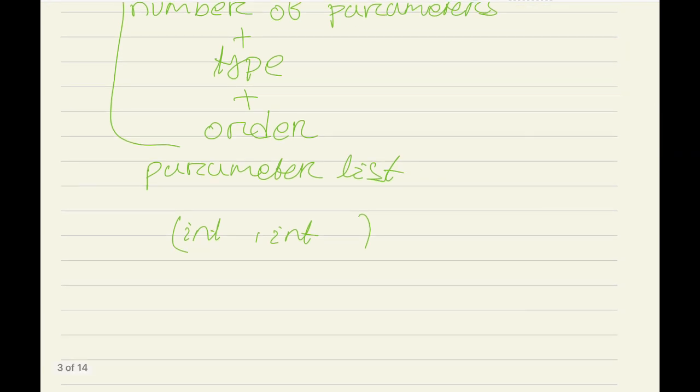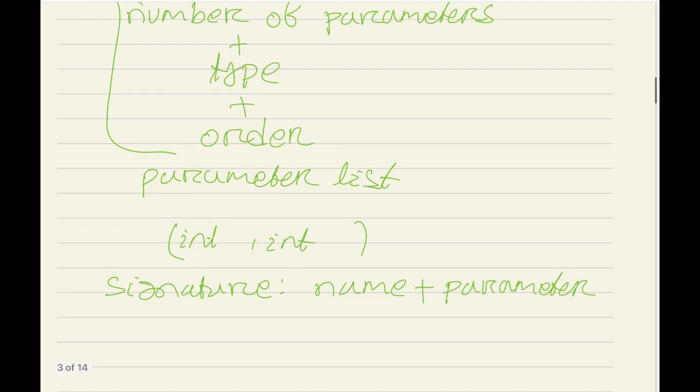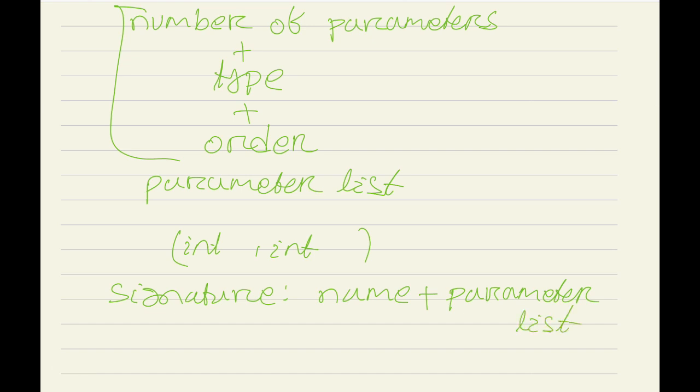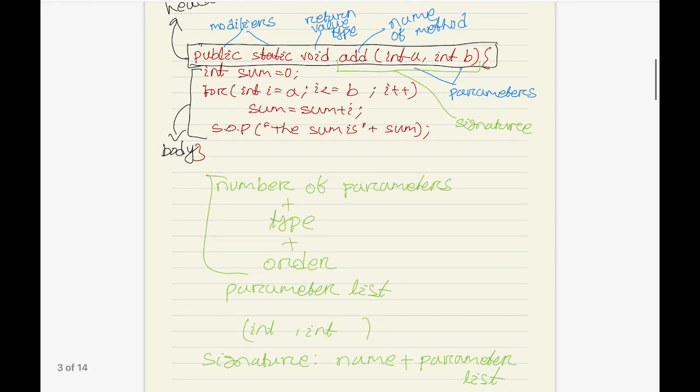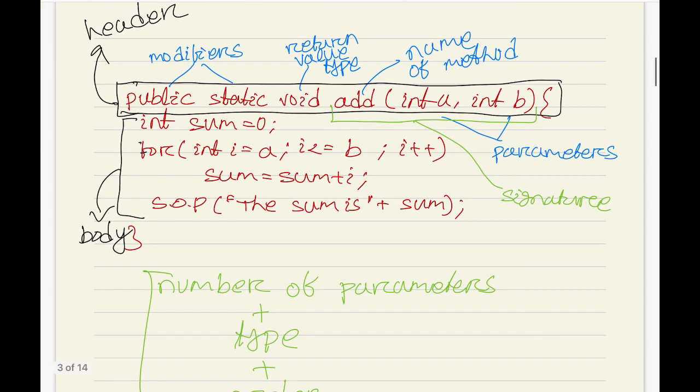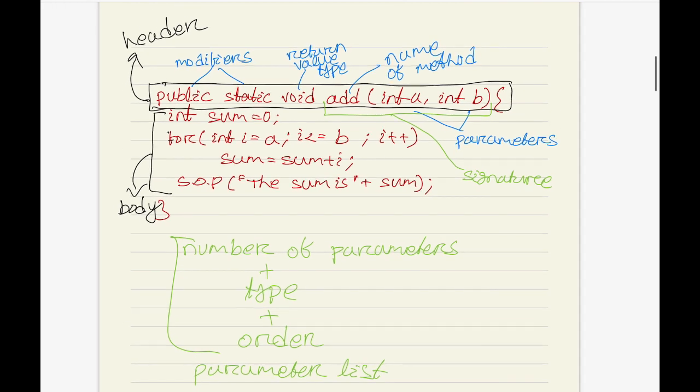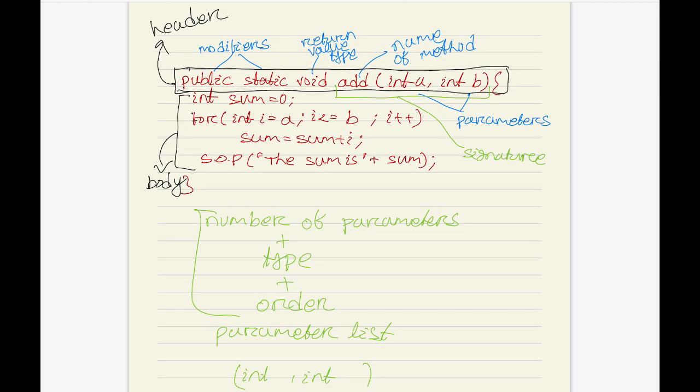Then what is the signature of the method? The signature of the method is the name of the method plus the parameter list. So we have written add int a int b. This is the signature of the method, and the parameters int a int b, modifier, body, return value type, name of the method. So this is the whole thing we have discussed.